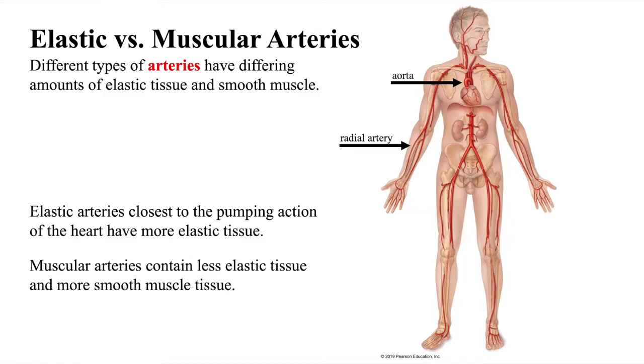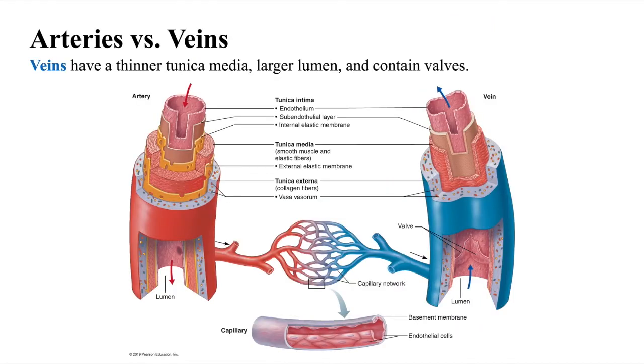Elastic arteries must be able to expand and recoil as the heart pumps blood throughout the systemic circuit. On the other hand, veins don't experience as much pressure as arteries, and therefore have a thinner tunica media and a larger lumen than the corresponding artery. Veins also contain valves to prevent the backflow of blood.